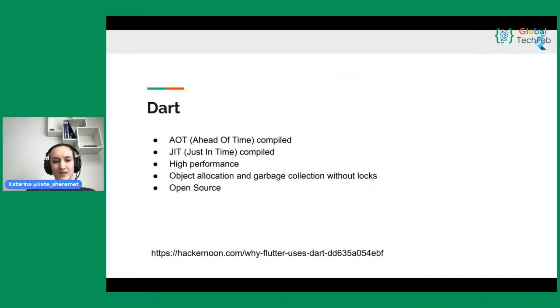Flutter uses the Dart language because Dart is ahead-of-time compiled to native code when you release your application, and during development, Flutter uses just-in-time compilation. Dart is also high performant and does object allocation and garbage collection without locks. It's also open source and was created by Google. So how they achieve object allocation and garbage collection without locks and different features, you can have a look at this article. It was written by someone from the Google team, where they explain it very well.